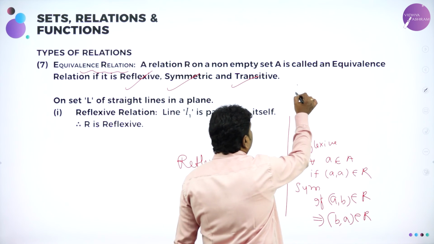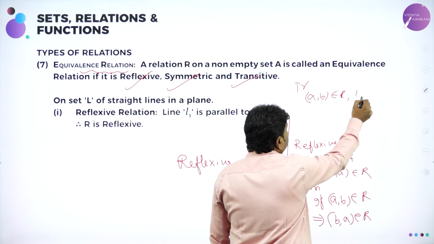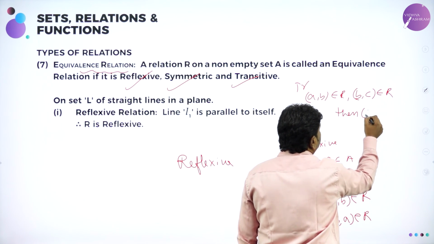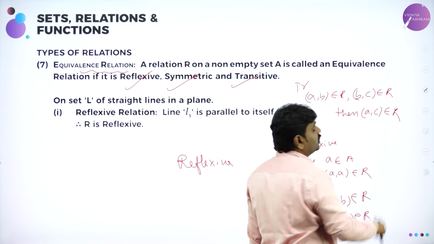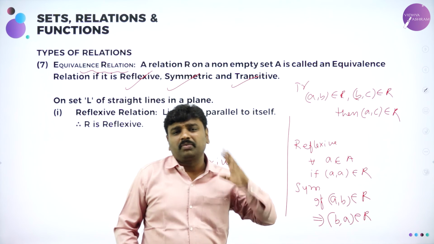Then what is transitive? Transitive means what? If AB belongs to R, comma BC belongs to R, then AC should belong to R. Then AC should belong to what? R. Remember, my dear students, if you are thorough with the definitions, then the problems become simple.